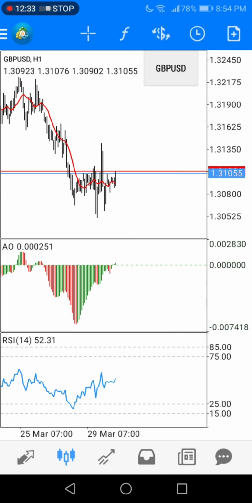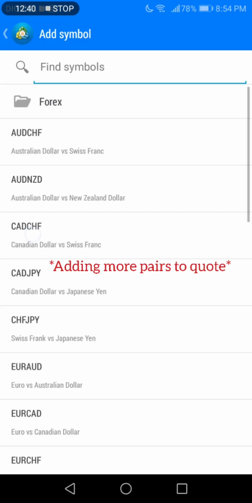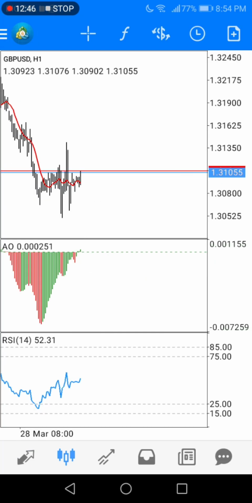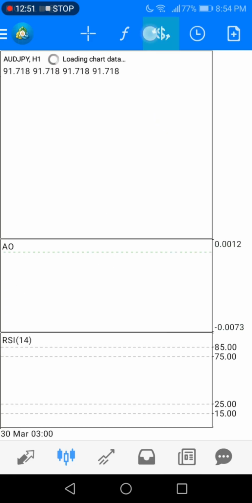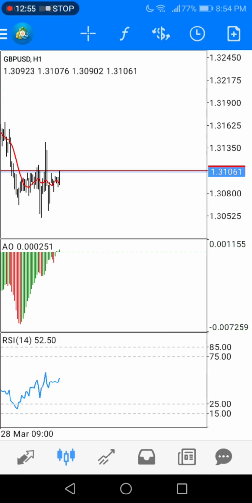Now we only have GBP USD on our chart. Well, we can't switch between anything. We only have GBP USD. If we have more than one pair in our watch list, then we can switch between them like this. Alright, we can switch between them, which makes it easy.